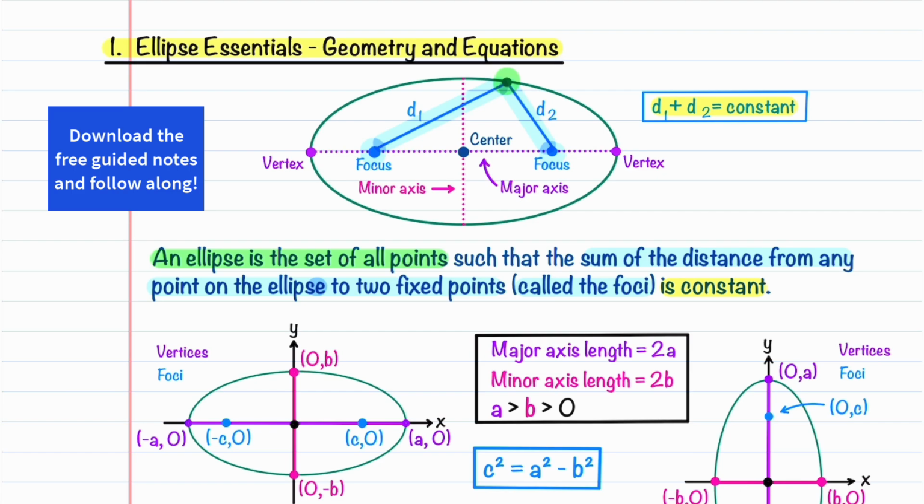Every ellipse has a vertex on each end. We have one here and one here. It has a major axis, that's the longer axis, and a minor axis, which is the shorter axis. A circle is technically an ellipse, and it has a major and minor axis the same length, but we're not going to cover that in this video.